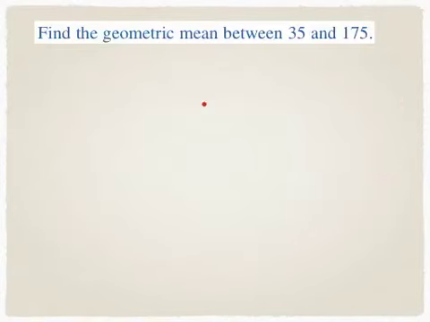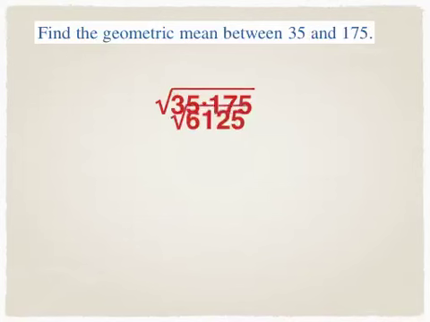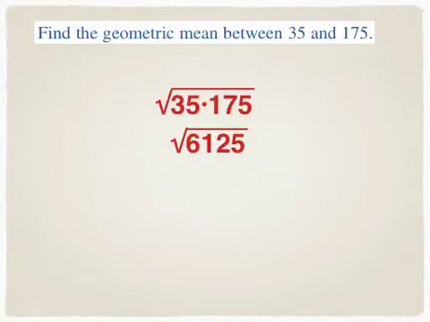If they ask me to find the geometric mean between 35 and 175, what I need to do is take the square root of 35 times 175. 35 times 175 is 6,125, so I need to take the square root of that. This is not a perfect square, but you should write it in simplest form, which would be 35 square roots of 5.